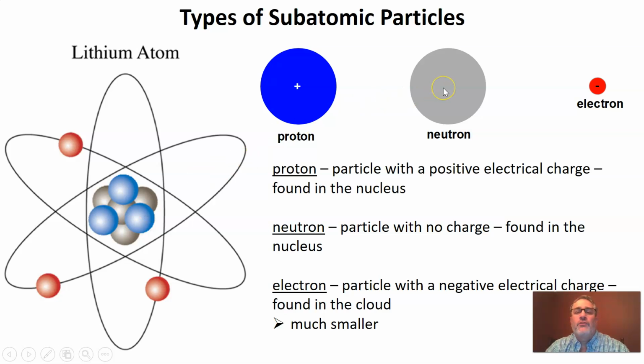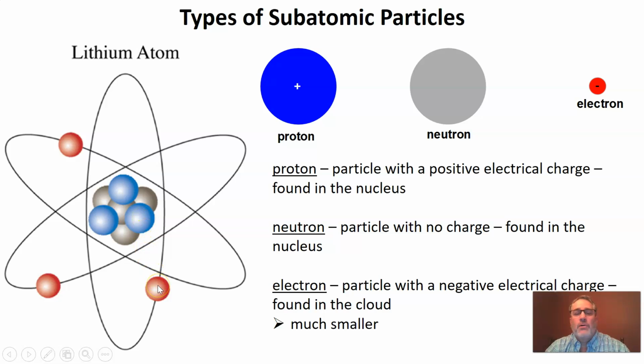Also found in the nucleus, we have a type of particle called a neutron. Now, a neutron is about the same size as a proton, and please notice that it has no charge. In other words, it is neutral. It's a neutron. So protons and neutrons are both found inside of the nucleus.